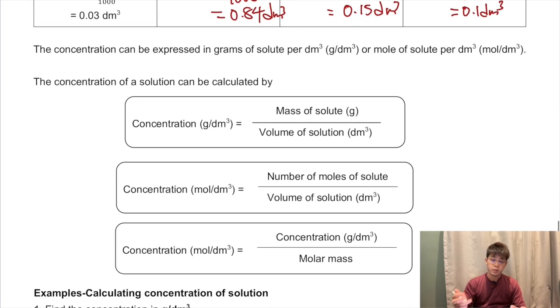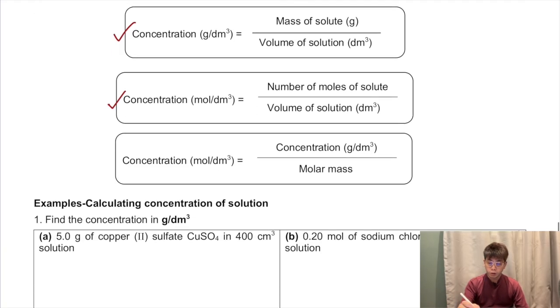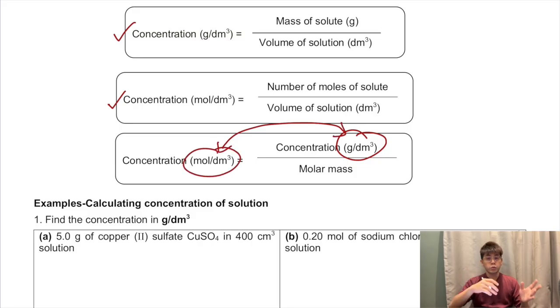There are some formulas to use to calculate concentration. Concentration is calculated as mass per dm cube, that means mass per volume, or mole per volume. These are the three different formulas to use. The first two are the most commonly used. The last one is to convert grams per dm cube to moles per dm cube, or moles per dm cube to grams per dm cube, which is dividing by molar mass.